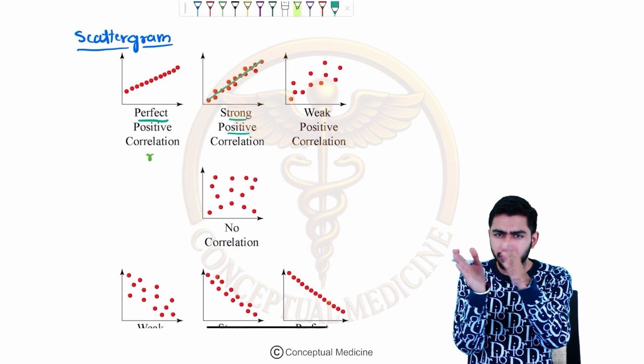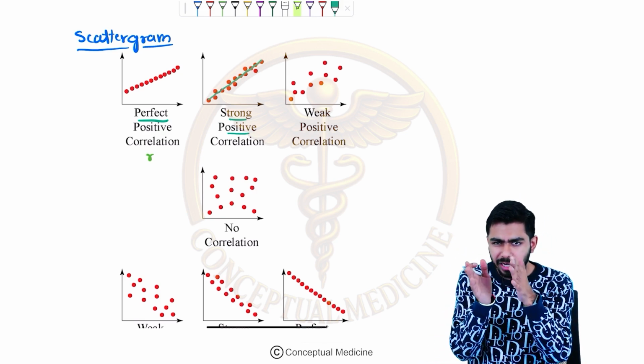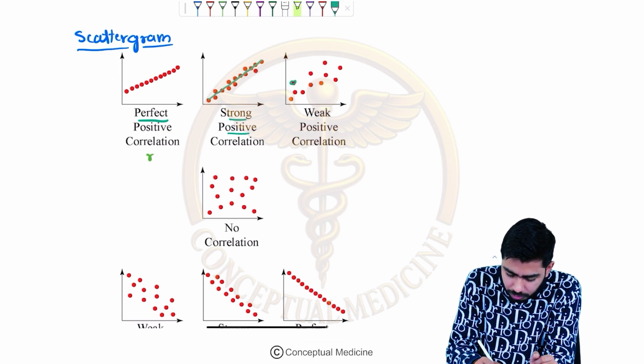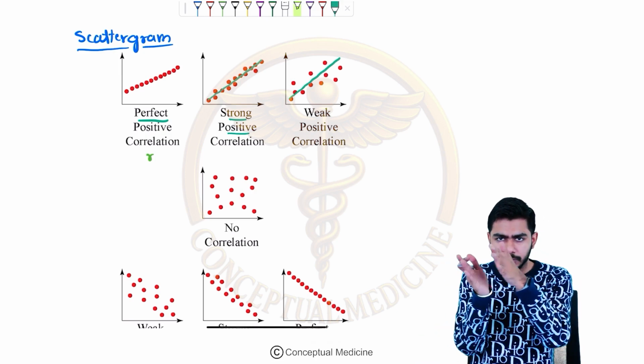There might be some disturbance. If you talk about the line, from the line you can see that they are little disturbed. Then if you go to the next diagram, guys, here the scatters are very much disturbed. If I draw the imaginary line over here, they are very much disturbed from the line basically.